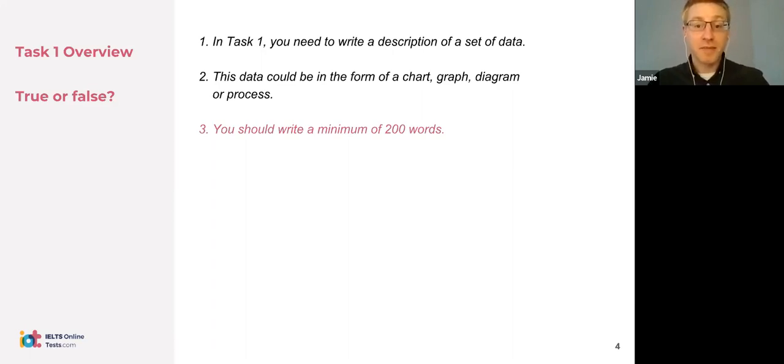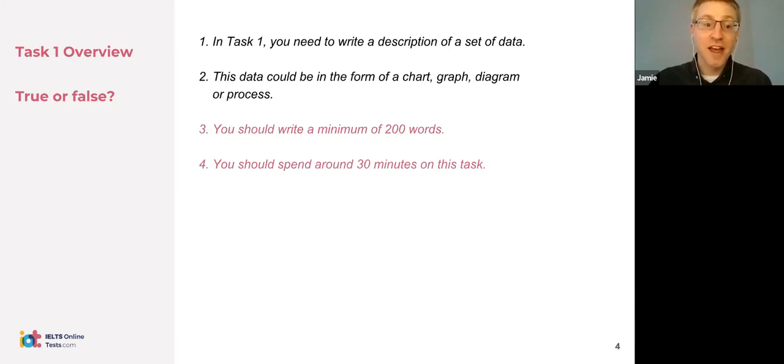You should spend around 30 minutes on this task. Many of you said only 20 minutes. So this statement is false. The recommended time is about 20 minutes for task 1 and 40 minutes for task 2. If you can finish task 1 a bit faster, in 18 minutes or so, and give yourself a bit of extra time for task 2, that's great.